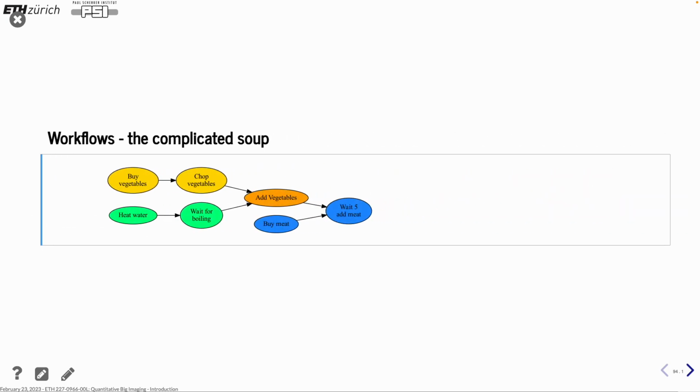And if we do it the more complicated way, we can actually see you can do things in parallel. So you can buy the vegetables while the water is heating up. And then when those are available, then you can add the vegetables to the soup. And while you do that, you can actually buy the meat also in parallel, and then you can add the meat to the soup. And here you can identify that there are different workflows.